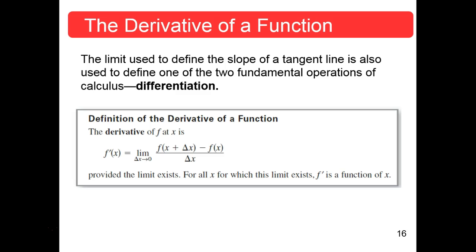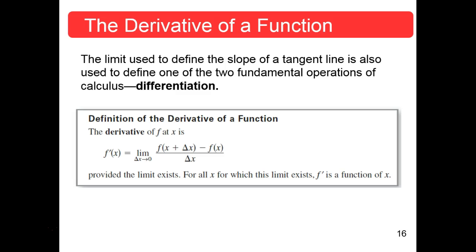Now we're ready for the derivative of a function. Okay? The limit used to define the slope of a tangent line is also used to define one of the two fundamental operations in calculus, differentiation. If it looks familiar, it is the same thing. So the definition of the derivative of a function is the same as the definition of the slope of a tangent line. Derivative of a function, now here's a new notation, f prime of x. That means the first derivative of f at the value x.